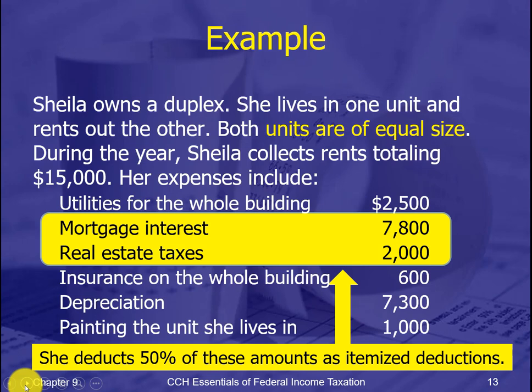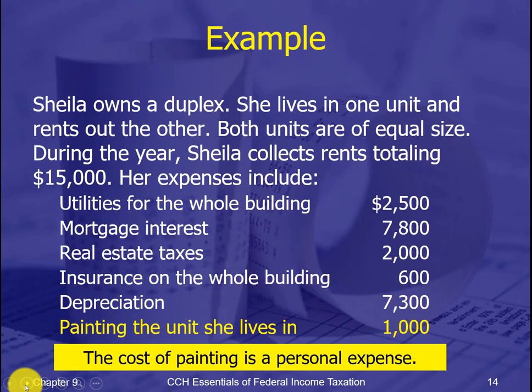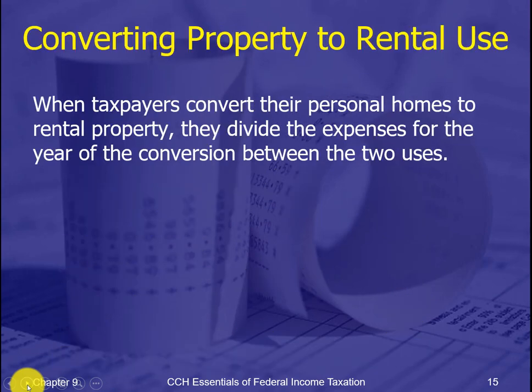Then the other half, only the mortgage interest and real estate tax would be deductible on our Schedule A. That's our personal part. That goes on the Schedule A. So now if they're not exactly the same size, you can use square footage to divide the two. If they're close, then you're probably okay with doing 50-50. But the fallback is square footage. The cost of painting is a personal expense because it's on our side.